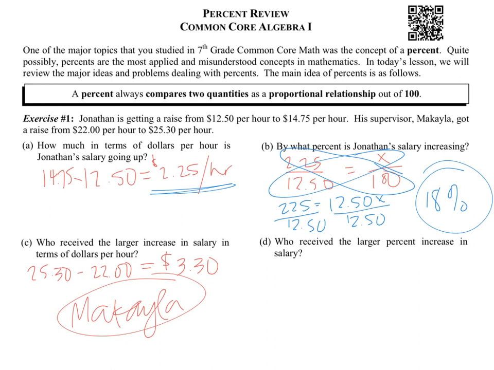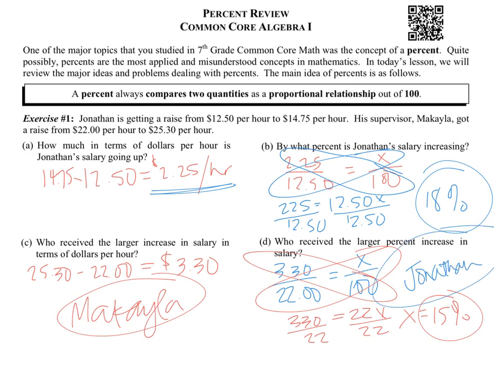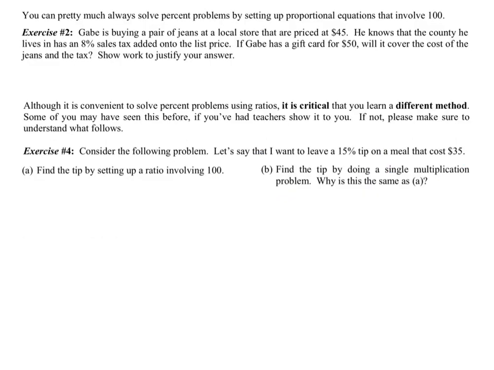But now we're going to look at larger percent increase of salary. Michaela's increase is $3.30. She originally got paid $22. We want to know what her percent increase was, and we're going to cross multiply. Well, 330 times 100 is 330. 22 times x is 22x. Divide each side by 22. And her increase is 15%. The person who had the higher increase was Jonathan. You can pretty much always solve percent problems by setting up proportional equations that involve 100.